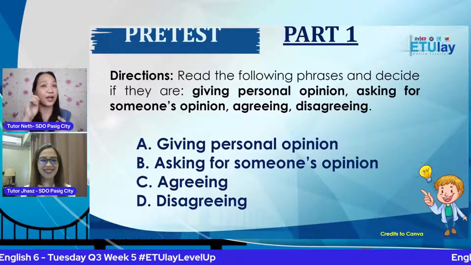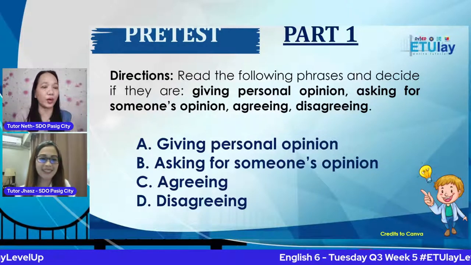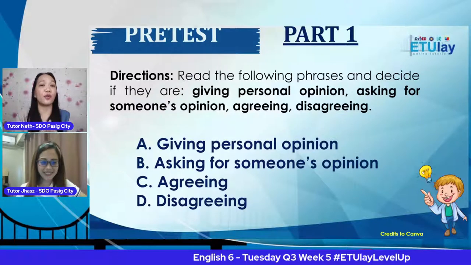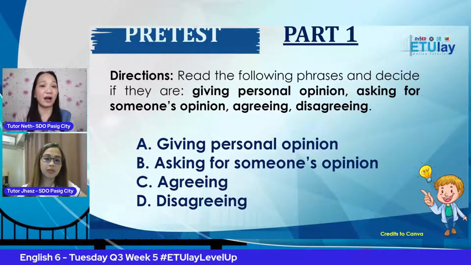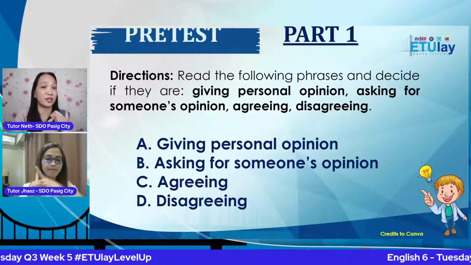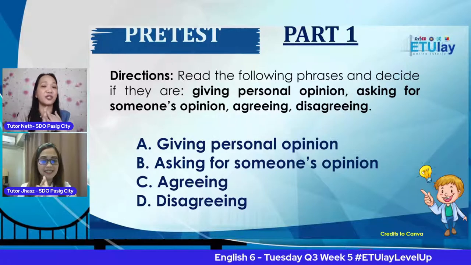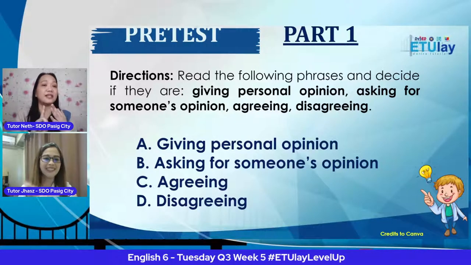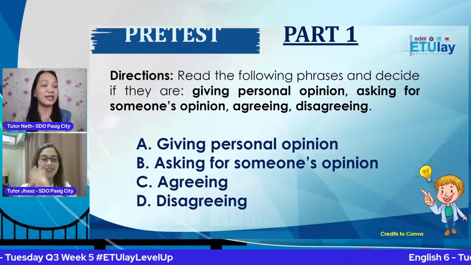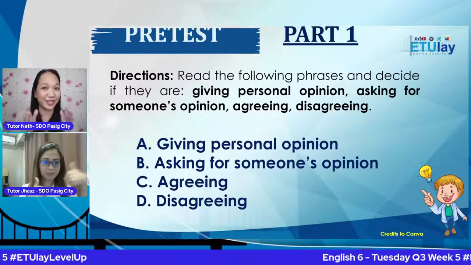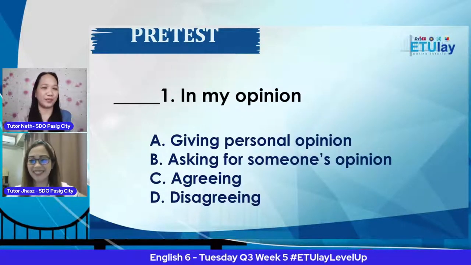Okay, so for the pretest, we have two parts. For part one, the direction is you're going to read the following phrases and decide if they are, first, giving personal opinion, that is letter A. For letter B, asking for someone's opinion. Letter C, agreeing. Or letter D, disagreeing. Okay, are you now ready, dear learners? Let's start with number one.